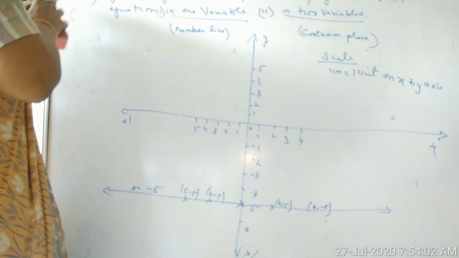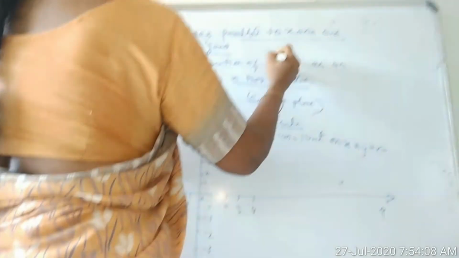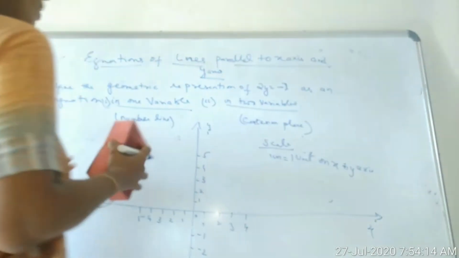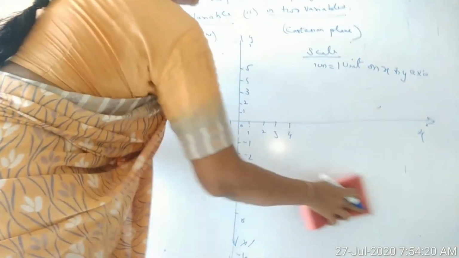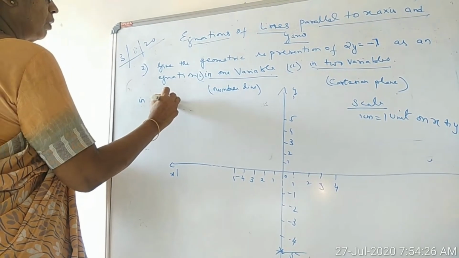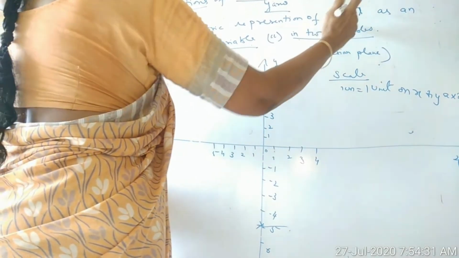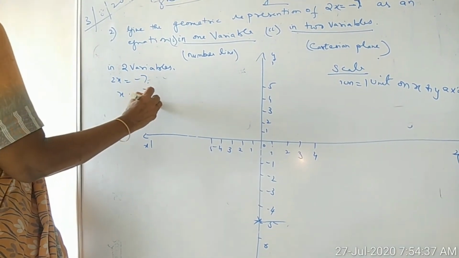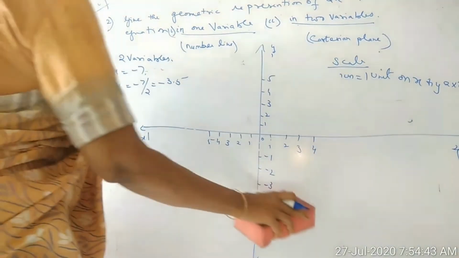Second question. Give the geometric representation of 2y is equal to minus 7 as an equation in one variable, as an equation in two variables. In two variables, solve the equation. 2x is equal to minus 7. X is equal to minus 7 by 2, that is equal to minus 3.5.